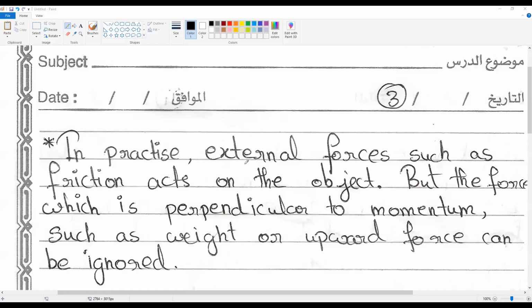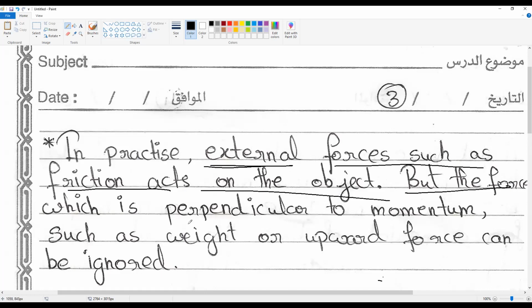So in practice, external force such as friction acts on the object. I told you that. There is a reason we were using a glider which had no friction. Why? Because it was floating, almost floating. Remember I told you about those games, air hockey? If you have played that game, you know how that disc floats on top, and it is very smooth. I don't know how many of you actually played that in malls.